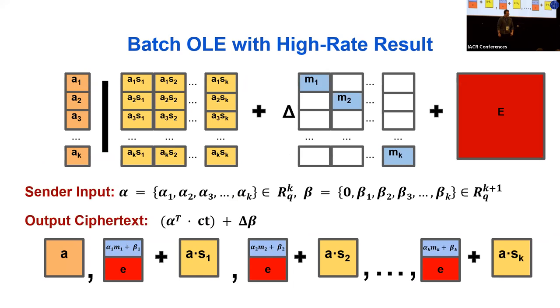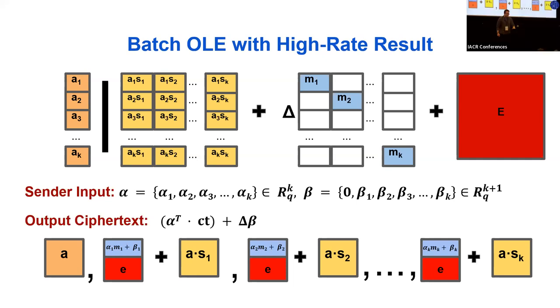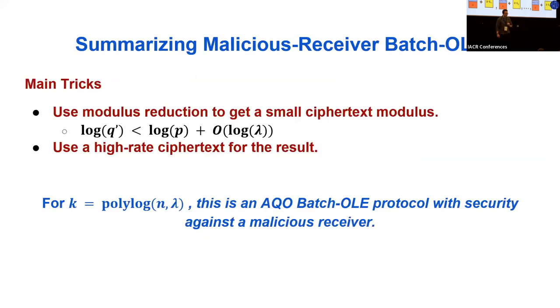So at the end, though, if we have the sender input also be k polynomials, then we can get this ciphertext as the result just by multiplying this matrix by Alice's vector of polynomials as her input. So this is good. So now we have our output ciphertext that's very high rate. And the point is that the number of extra bits in this output ciphertext is less than Alice's input. And as we said, k is going to be polylog in n and lambda. So everything is still AQO. And this is an AQO batch OLE protocol with security against a malicious Bob.